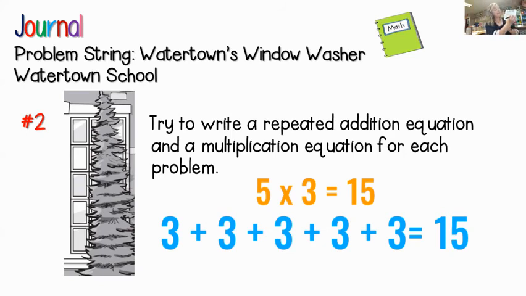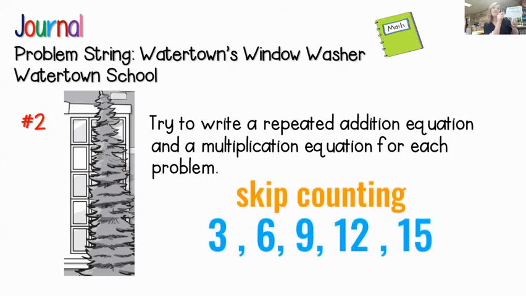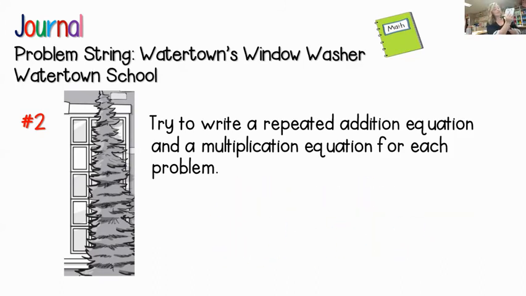And when I add those together, remember we learned skip counting, 3, 6, 9, 12, 15, 18, 21. Remember that song? So I'm going to count by threes. 3, 6, 9, 12, 15, 1, 2, 3, 4, 5. So the answer would be 15. All right, friends, so that's it.